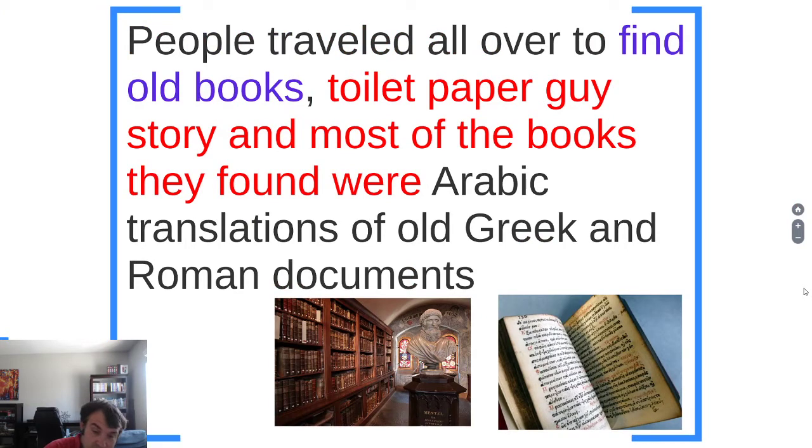People traveled all over the world finding old books. And the crazy thing was, they were trying to learn stuff about Greek and Roman thought, and they couldn't find any books in Europe. So they actually found some Arabic books that were translations of Greek and Roman books. So it's interesting that the Middle Eastern Muslim world kept this knowledge alive, because during the Dark Ages, Europeans lost everything. And let me share a story I learned in college.